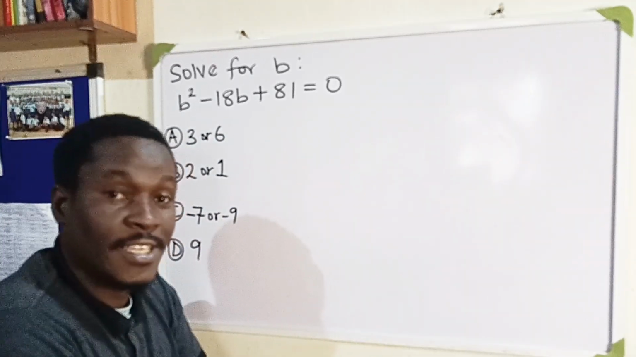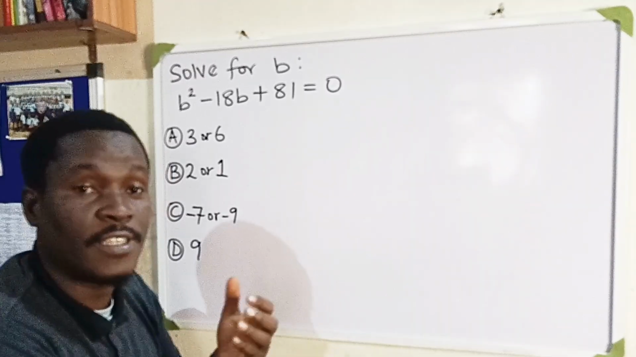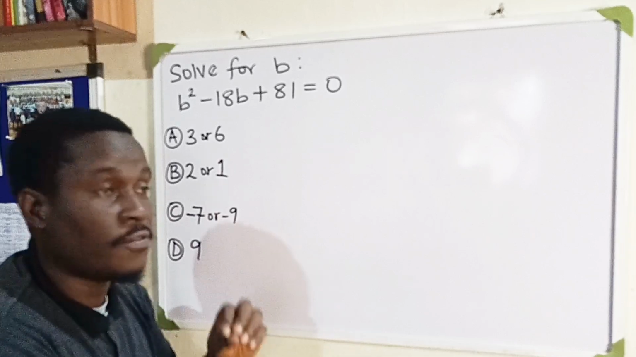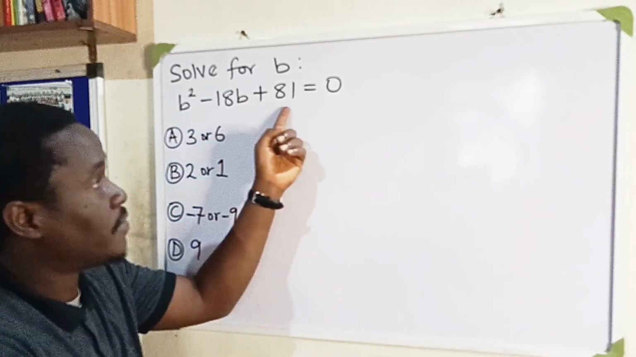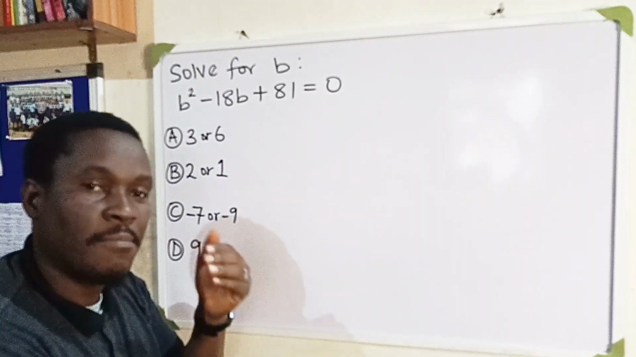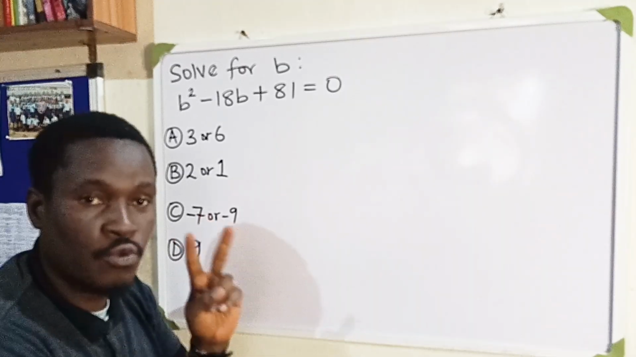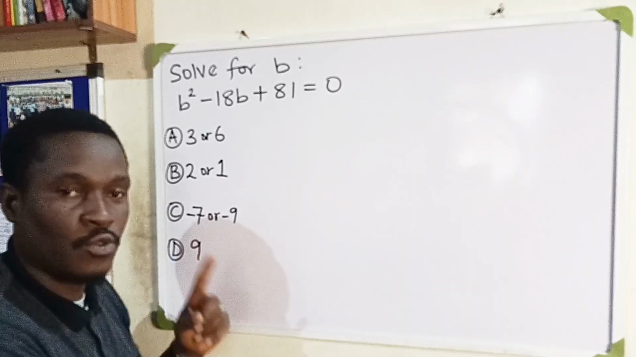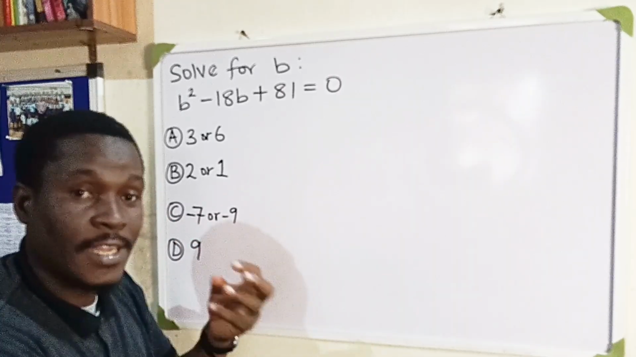A quadratic equation is an equation of the second degree. What does this mean? An equation of the second degree means the highest exponent of the equation is 2. Solving for b means finding the value of b that makes the left side of this equation equal to 0. Since we have a maximum exponent of 2, we're expecting b to have 2 possible values. But this does not mean that D is a wrong answer because we only have one value for b. You need to go through the calculation to find out the correct answer.